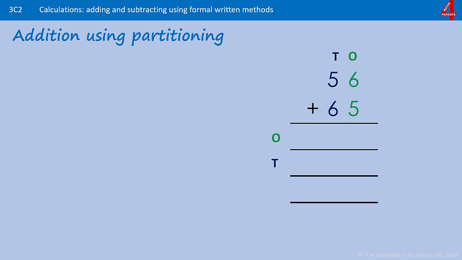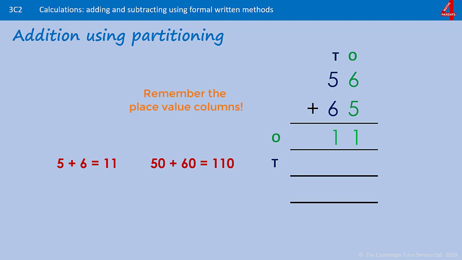Starting with the 1s, 6 and 5, that's 11, so we're going to put 11 in the top row for the 1s. 5 and 6, again that's 11, but remember that here we have 50 add 60. If 5 and 6 is 11, then 50 and 60 is going to be 10 times more than that, and that's 110. Now we add the columns together. 1 add 0 is 1. The next column in the middle, 1 add 1 is 2, and then the final column is just 1. So the answer is 121.